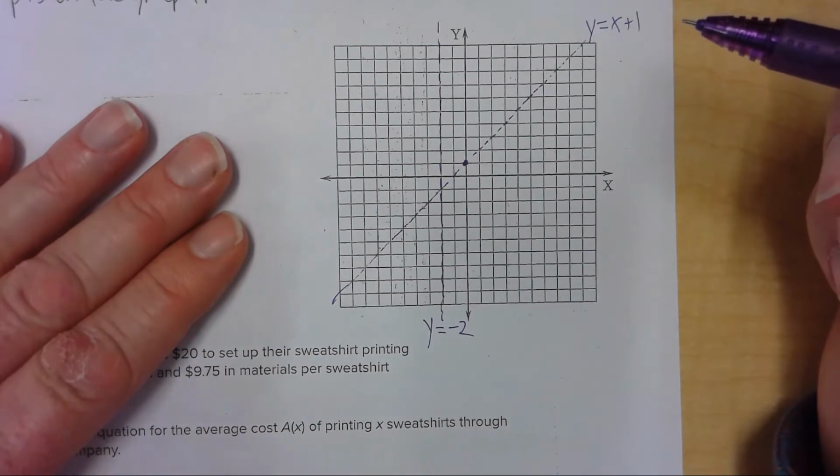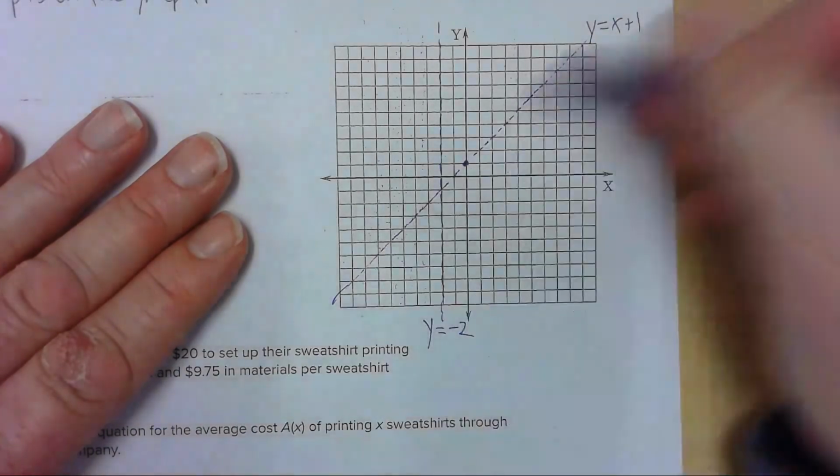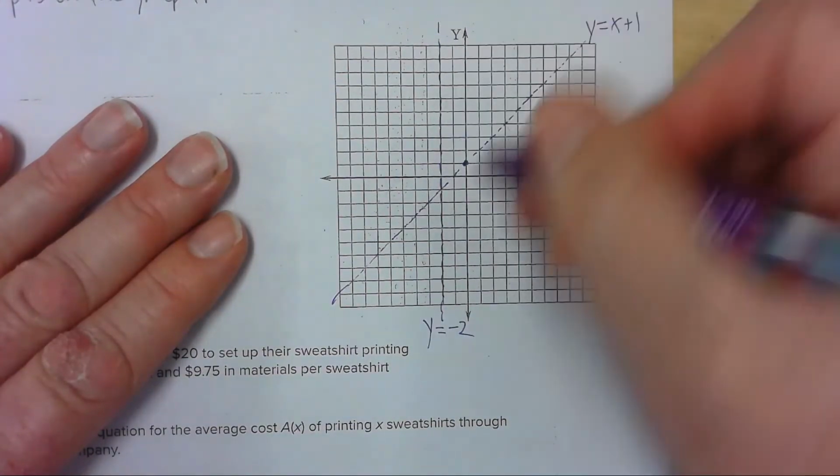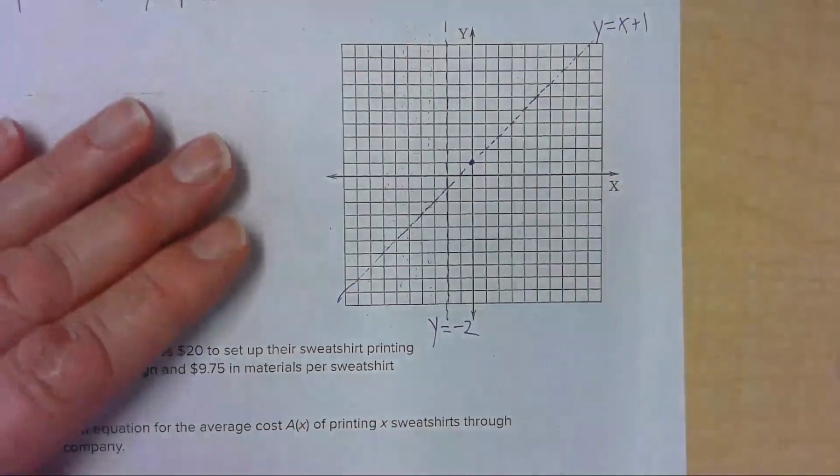Not the diagonal, the vertical one. So the vertical one's this way, the diagonal one's this way. So it's going to be kind of a swooping thing in here and a swooping thing like that. So let's go ahead and type it in here and get some points.